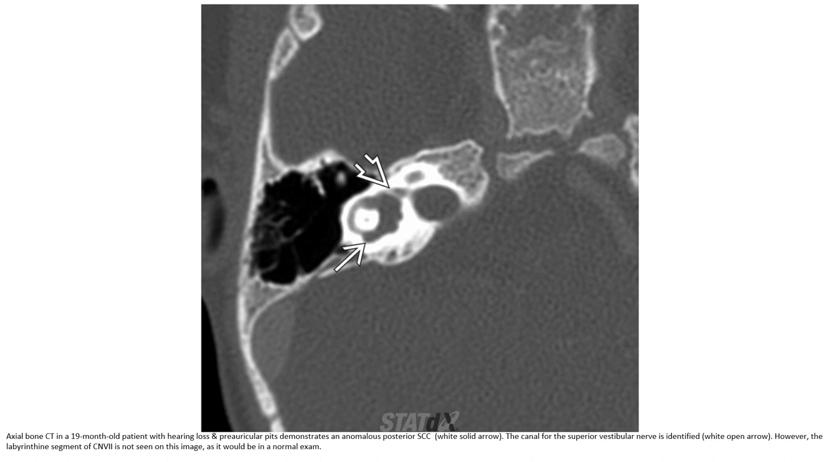Axial bone CT in a 19-month-old patient with hearing loss and a preauricular pit demonstrates an anomalous posterior SCC. The canal for the superior vestibular nerve is identified. However, the labyrinthine segment of CN7 is not seen on this image as it would be in a normal exam.